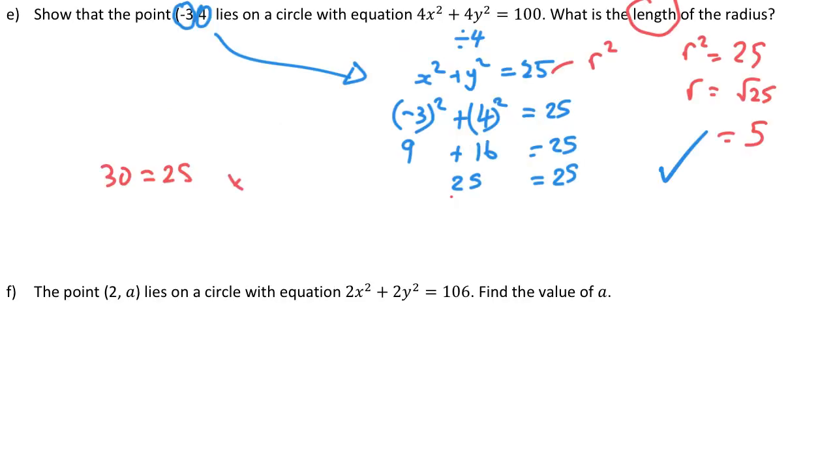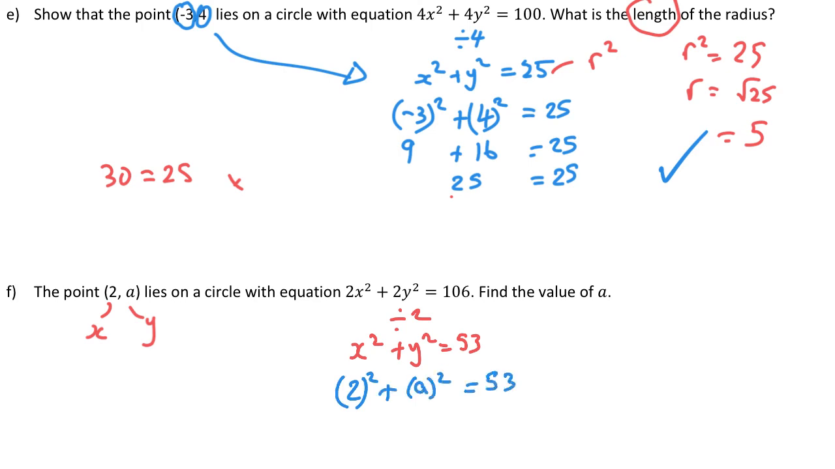Part F, the point 2, a lies in a circle with the equation 2x squared plus 2y squared equals 106. Again, we could divide by 2 here to get x squared plus y squared equals 53. So that's of the form of a circle. To work out the value of a, we substitute these in. So 2 is an x value, a is a y value. So we're going to have 2 squared plus a squared is 53. 2 squared is 4. A squared is a squared, equals 53.